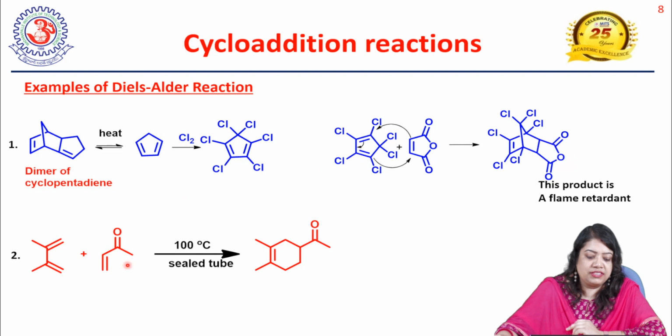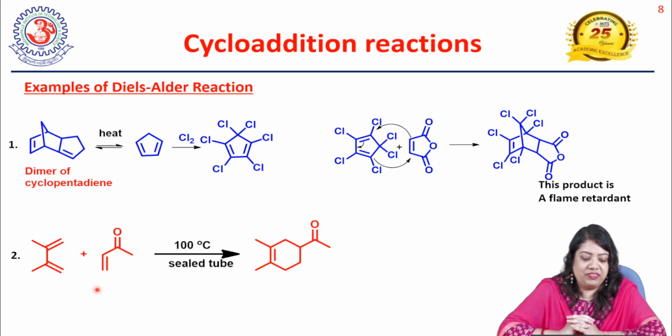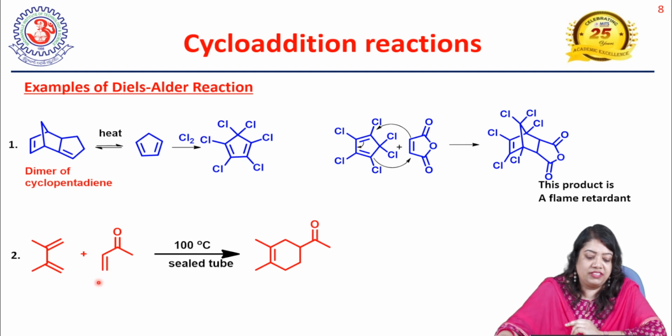Now coming to the second example, here 2,3-dimethyl butadiene reacts with this alpha beta unsaturated carbonyl compound at 100 degrees Celsius to form this 6-membered ring system. And in this way, we can synthesize a 6-membered ring in a single step using the Diels-Alder reaction.